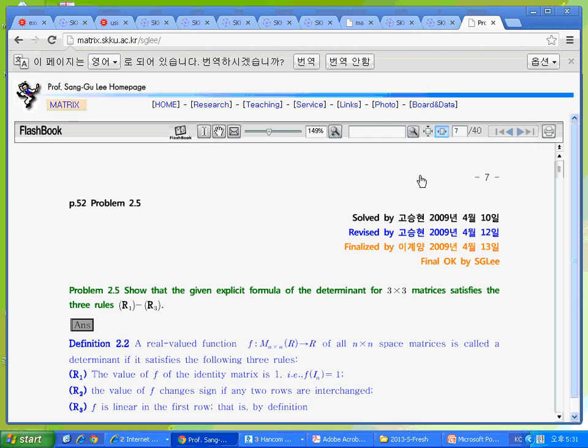I will upload the problem files, even though you can just drag them from the website. Okay, solved by someone and revised by, then finalized by. Then these three persons will get the same credit on this problem. Okay? I think that will do it.